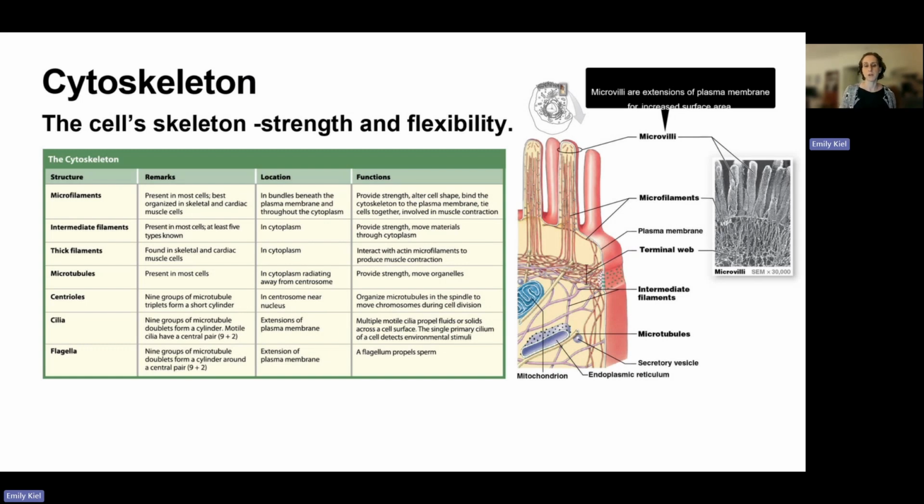And microvilli are another example of part of the cytoskeleton. These are the extensions of the plasma membrane around specific cytoskeleton parts, around the microfilaments, to increase the surface area so we have more area to absorb things, and this occurs in the intestines. Instead of having a flat surface, now we have all of these extensions where there's more space for absorption to happen and be more efficient.